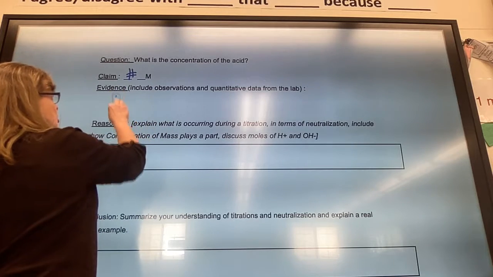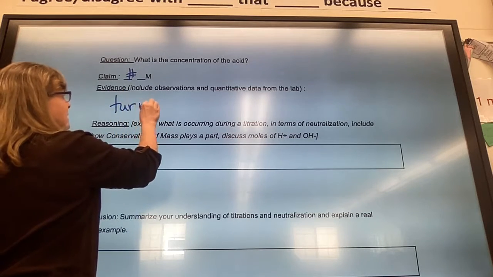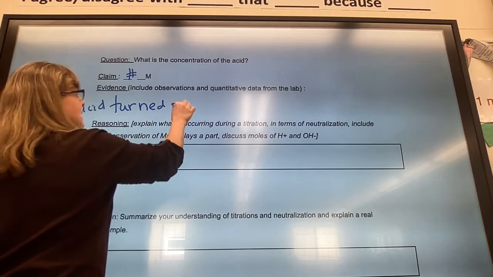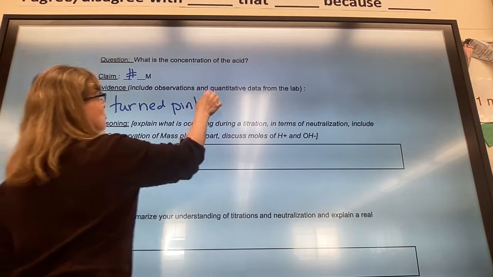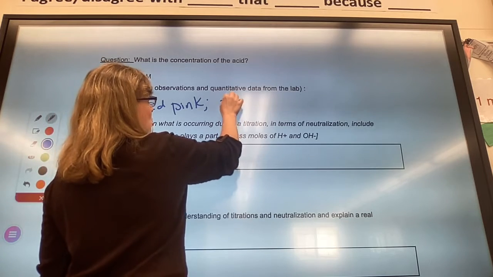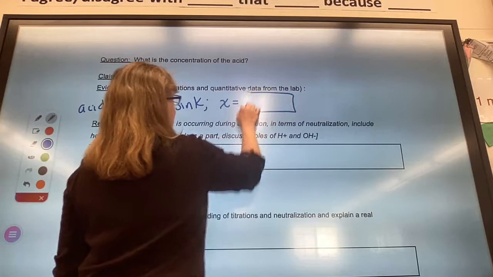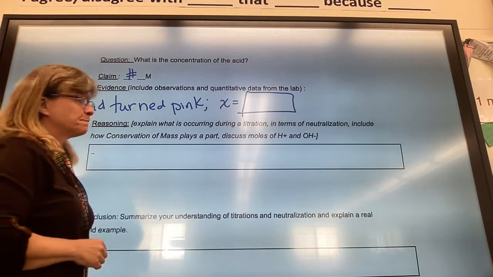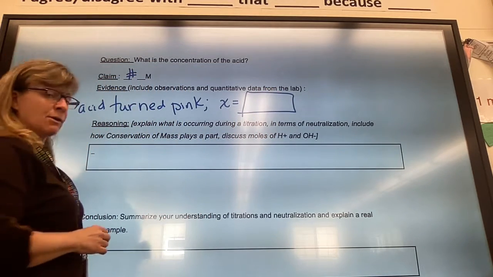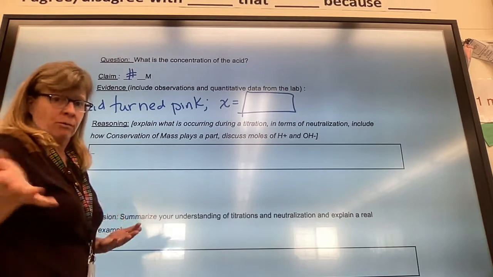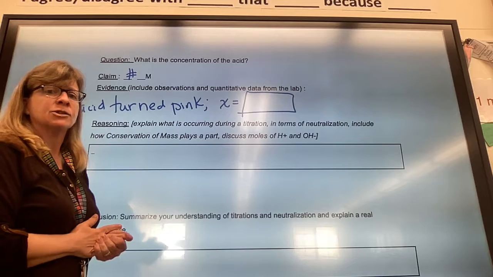Our observations should include that we saw the acid turn pink. The acid turned pink. And then you also have your numerical, right? You can show your math, how you solved for that. So whatever formula you used, right? Okay, again, pause the video as you need, because I'm going to just keep going, and you can pause it and then replay parts of it as you need.